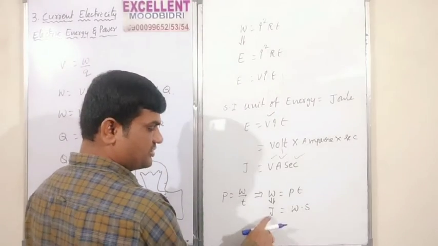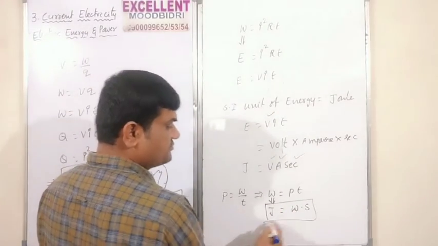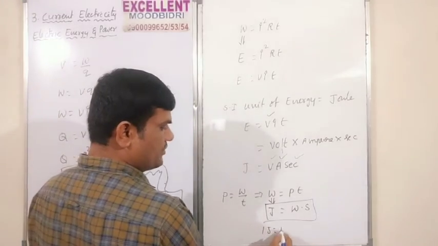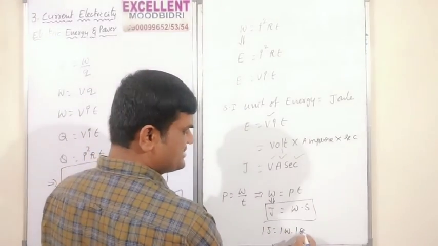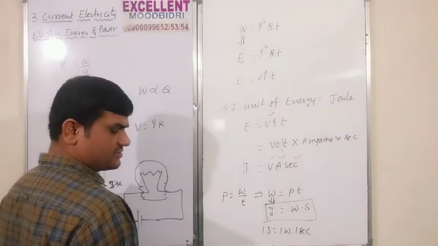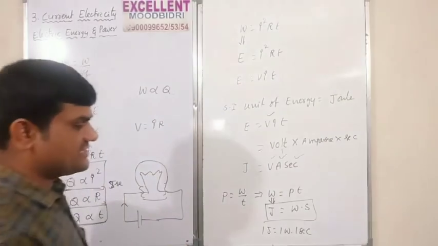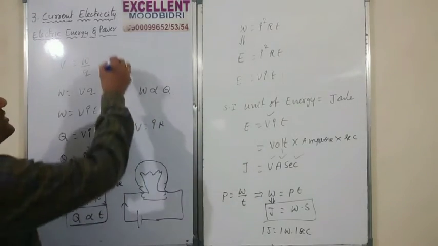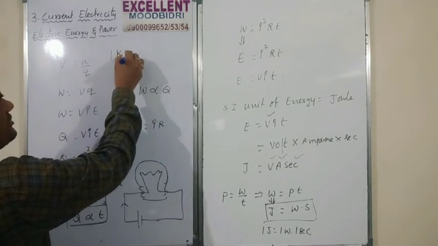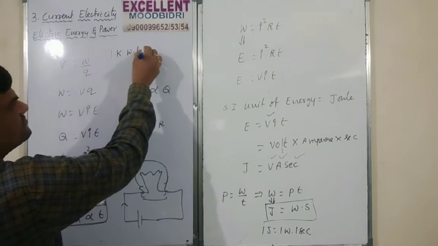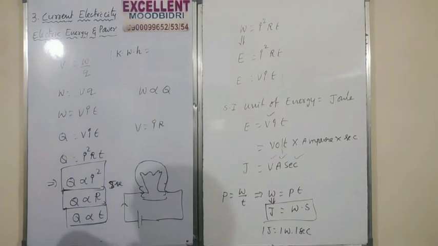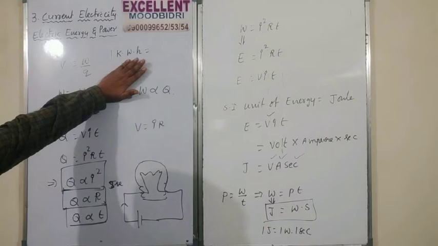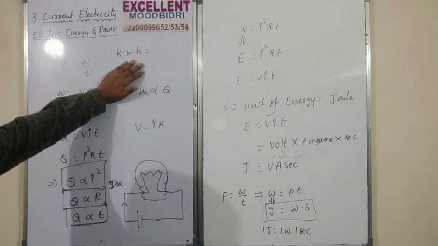Are you clear? Joule and watt relation: 1 joule is equal to 1 watt into 1 second. That is the small relation we know. Now, 1 kilowatt hour. In work, power, energy we learned that 1 kilowatt hour is the unit of energy, right?